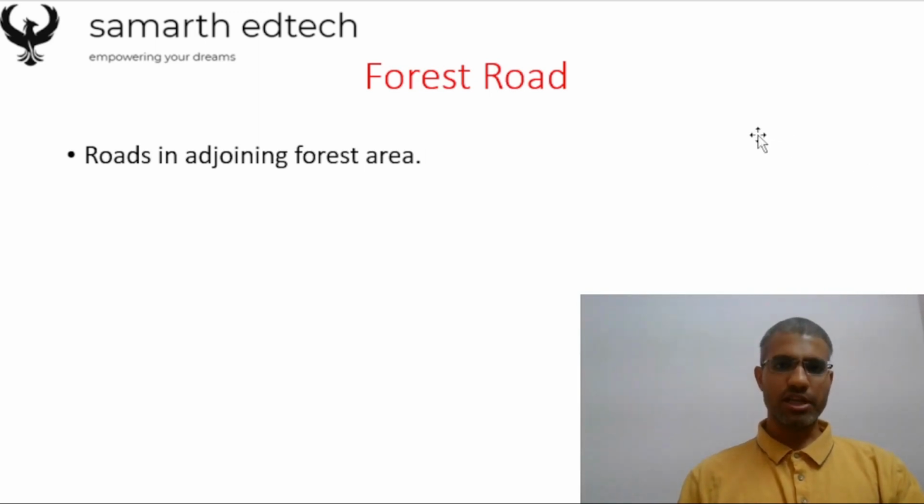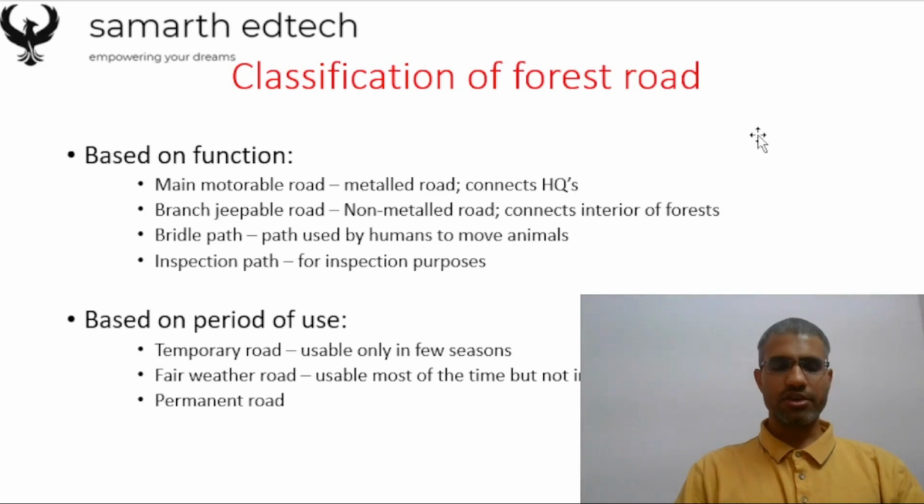The first one is your forest road. So what is a forest road? The definition is like this: roads in the adjoining forest area. The next is your classification of roads. So there are two different subtypes in which a forest road is classified. The first is based on the function. So on the functional basis, forest roads are main motorable road, branch jeepable road, bridle path, and inspection path.